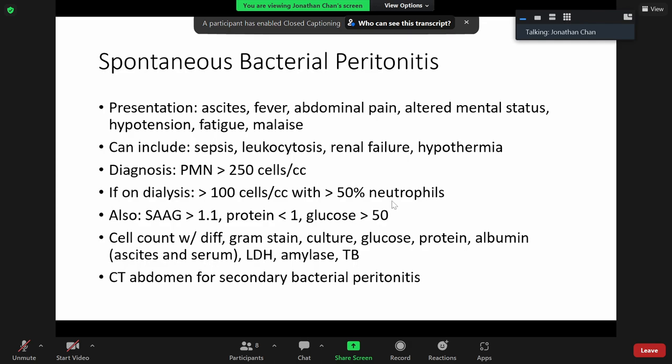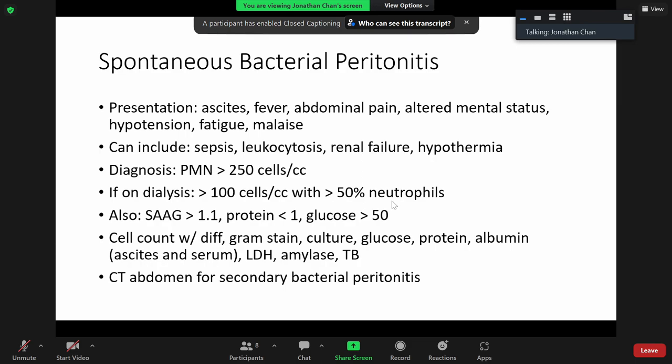Spontaneous bacterial peritonitis is another very common condition in patients with cirrhosis. The presentation here includes ascites, like fluid in the abdomen, fever, abdominal pain, altered mental status, hypotension, fatigue, and malaise. It can also include sepsis, leukocytosis, renal failure, and hypothermia.